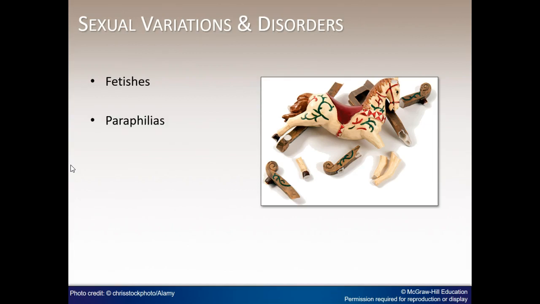Paraphilias. These are sexual disorders that feature recurrent sexually arousing fantasies, urges, or behaviors that involve 1. Non-human objects, 2. The suffering or humiliation of oneself or one's partner, or 3. Children or other non-consenting persons. Men are more likely to suffer from paraphilias than women. Certain paraphilias, such as exhibitionism and voyeurism, are considered problematic because they involve the violation of a non-consenting person. Principles of classical conditioning and associative learning are used to explain the origins of paraphilias.